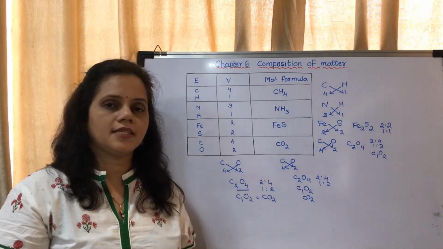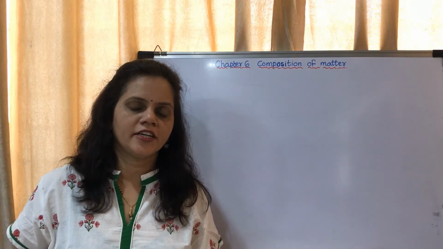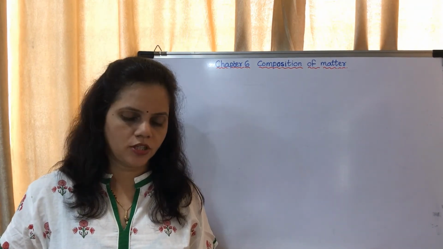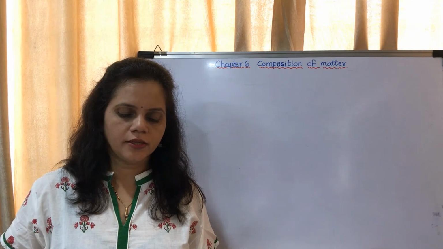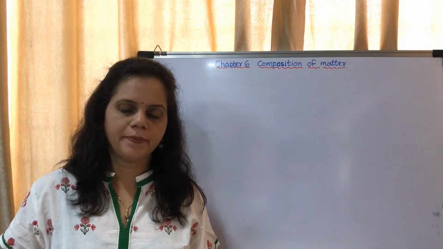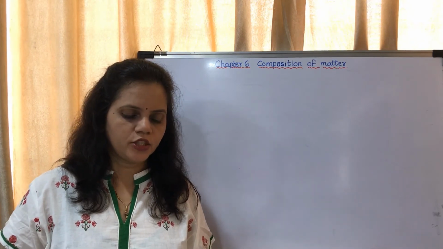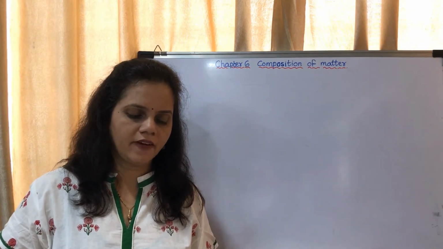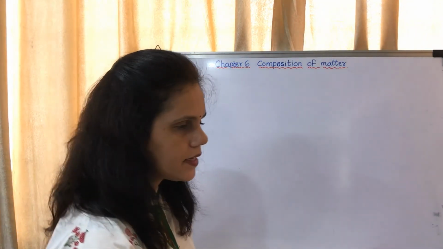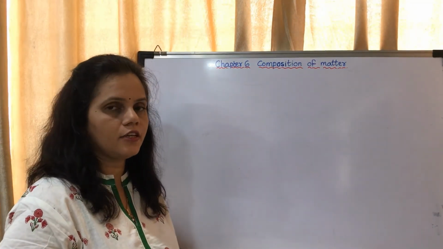You may copy this in your notebooks. Now in your textbook on page number 46, there is a use your brain power question towards the end. Deduce the molecular formula of the compounds formed from the following pair of elements. The first one is H with valency 1 and oxygen with valency 2. They haven't given the valencies there, you may write them.